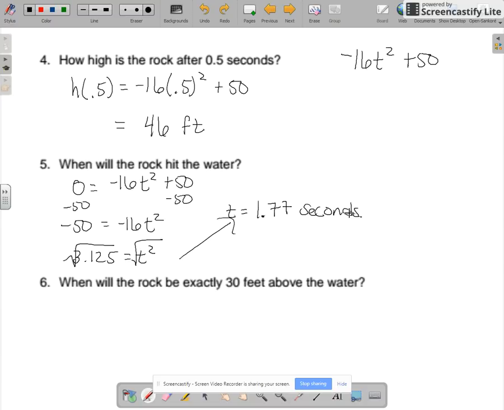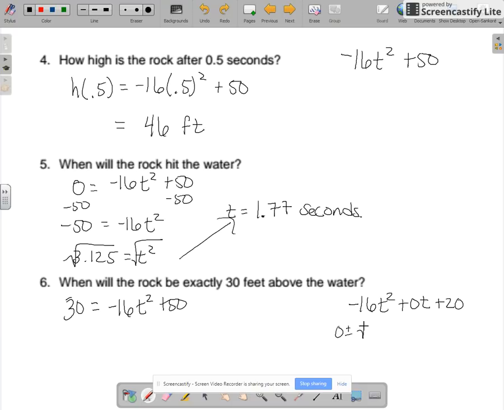Okay. So then, when will the rock be exactly 30 feet above the water? Okay, so again, we're trying to find time. So we would have 30 is equal to, because now that's our height. Our height is now 30 instead of 0. So 30 is equal to negative 16t squared plus 50. Okay, there's two ways that we can do this one. We can subtract 50 and solve by square roots. Or if you prefer quadratic formula, we would subtract 30 and we would get negative 16t squared. We would need 0t and then plus 20 and then quadratic formula that.